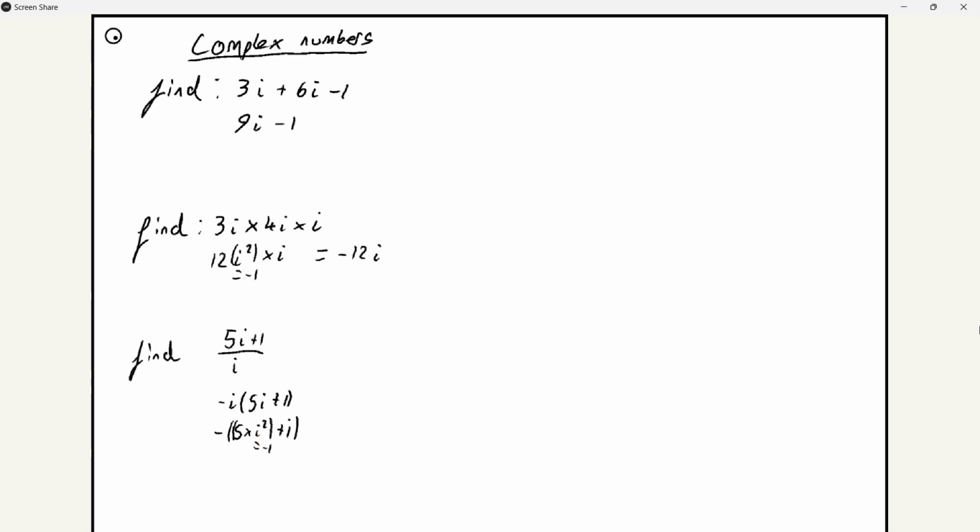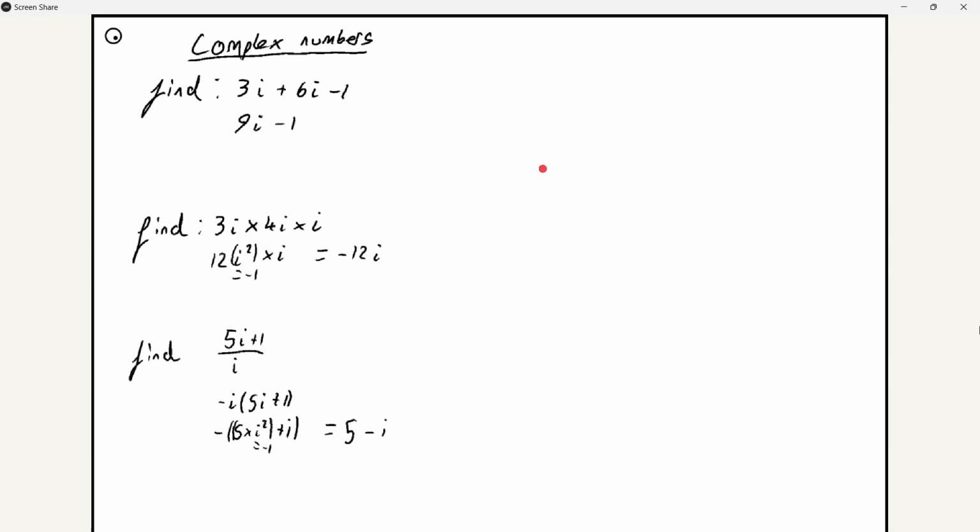So here the first thing is we equal that to minus 1. i squared is minus 1. So inside of this first bracket we have minus 5, which we times again by minus on the outside, which gives us just 5 minus i. That's our final answer for that one.